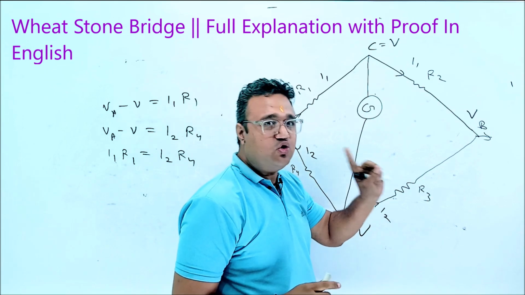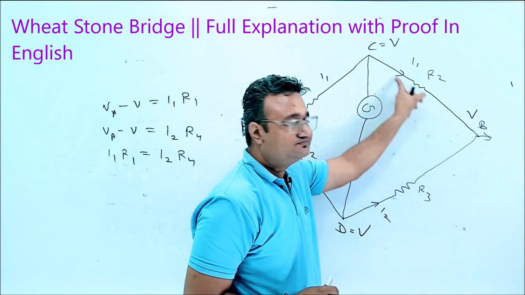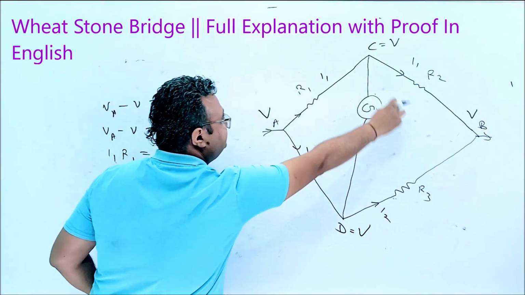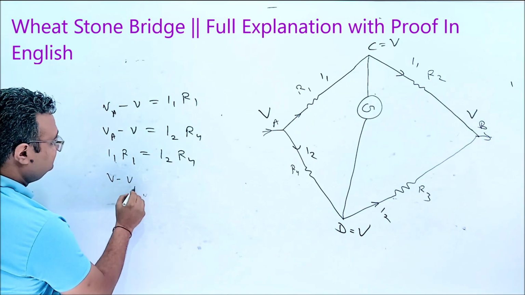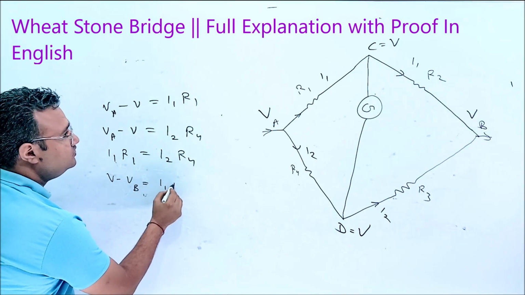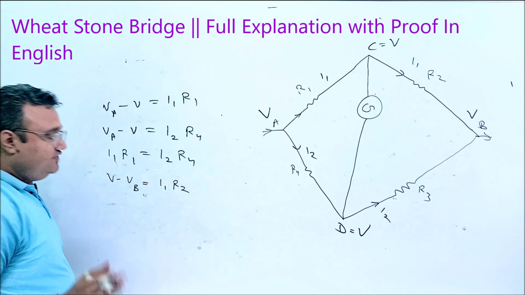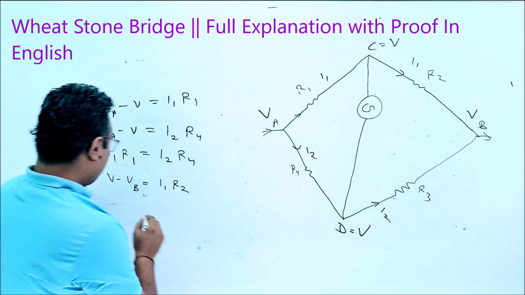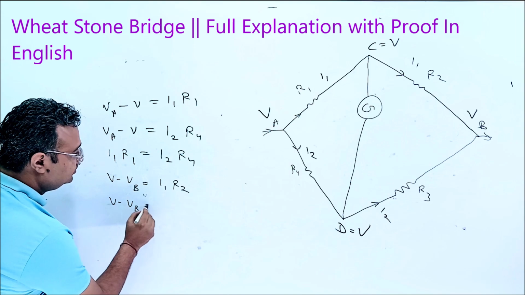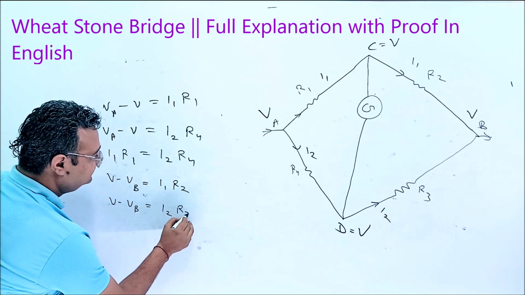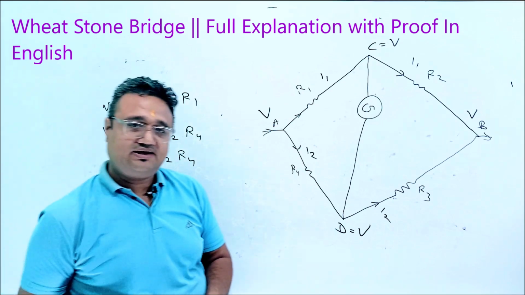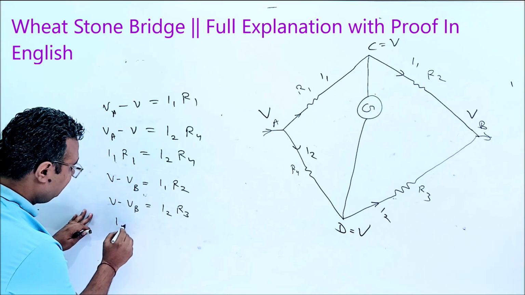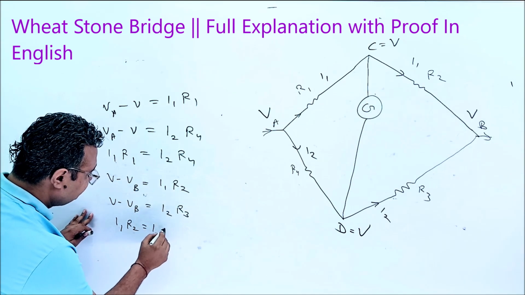Now applying the same Ohm's law on this branch. According to Ohm's law, the potential difference V minus VB equals I1 into R2. We are applying the same here: V minus VB equals I2 R3. Both are the same, so equating these equations, we have I1 R2 equal to I2 R3.